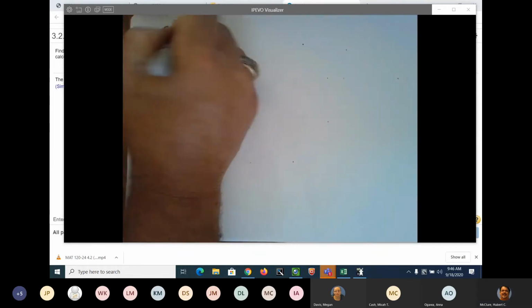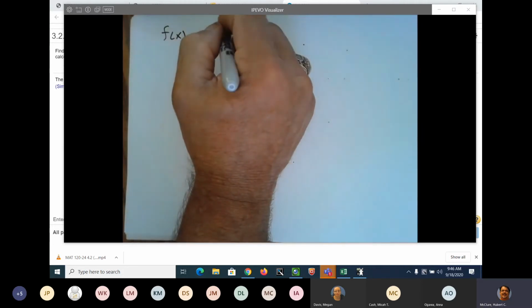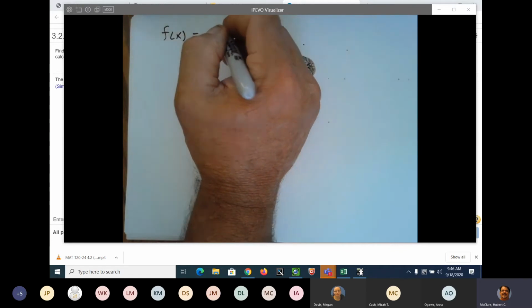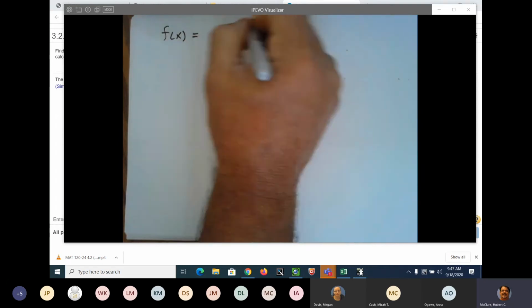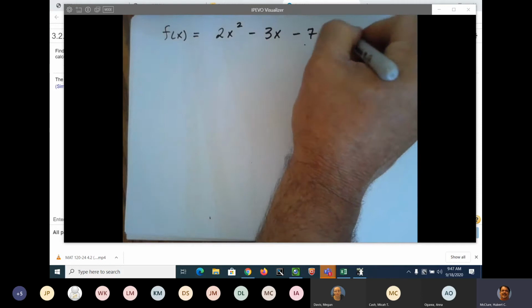F of x is equal to, I'm going to use the same 2x squared minus 3x minus 7. 2x squared minus 3x minus 7 is equal to 0.